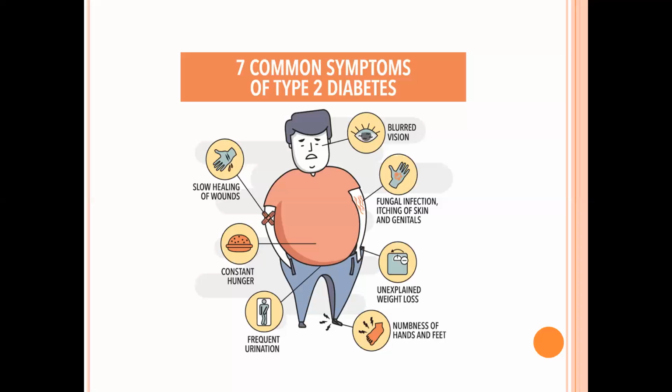So what are the symptoms? Blurred vision, fungal infection, itching of skin and genitals, unexplained weight loss occurs, and numbness of hands and feet is the main symptom. If you see these symptoms, it's better to go for testing of the blood glucose levels. And frequent urination is one more symptom. Constant hunger, slow healing of wounds.